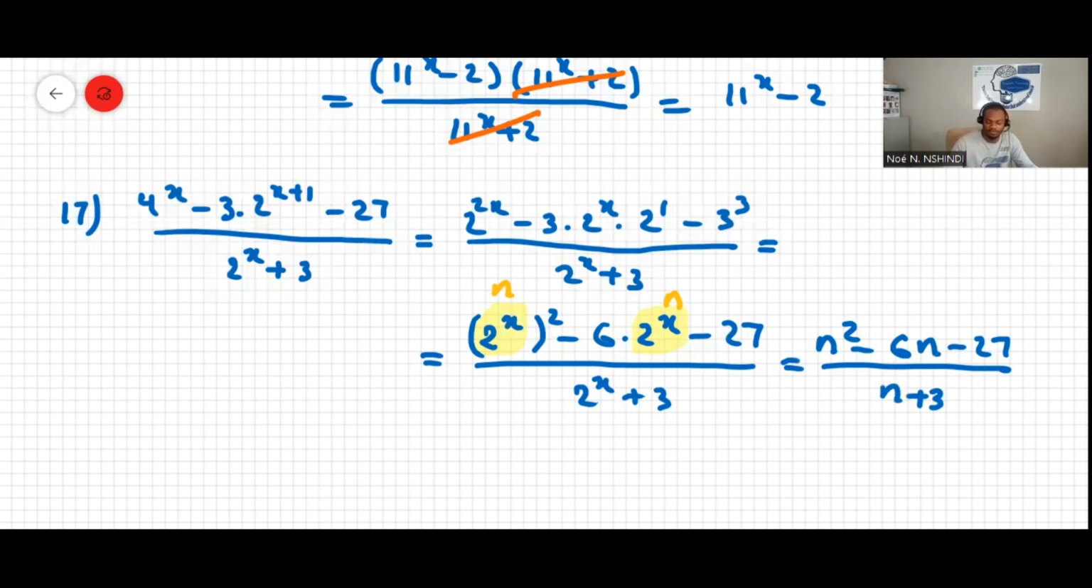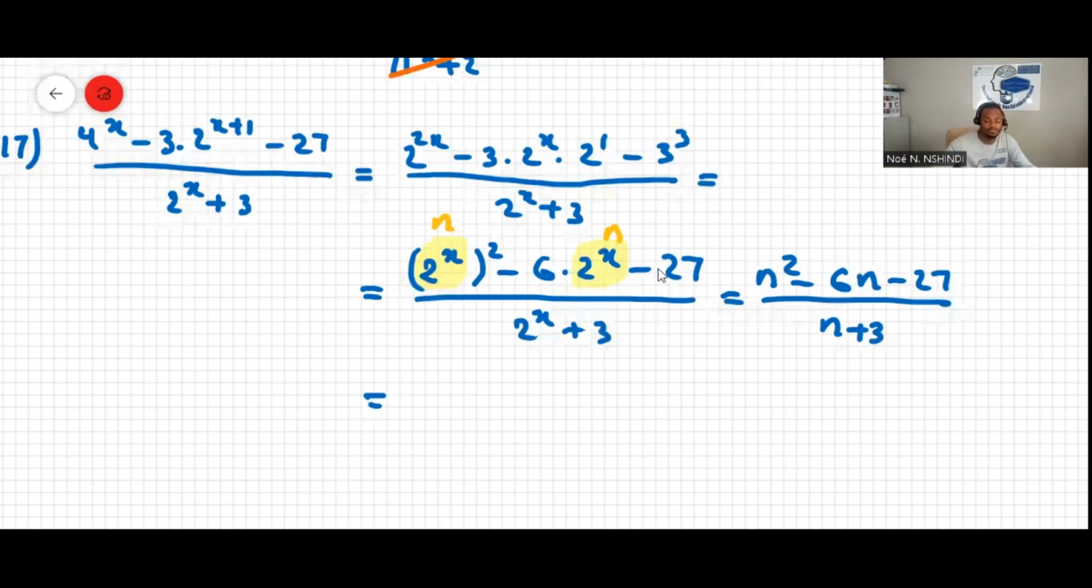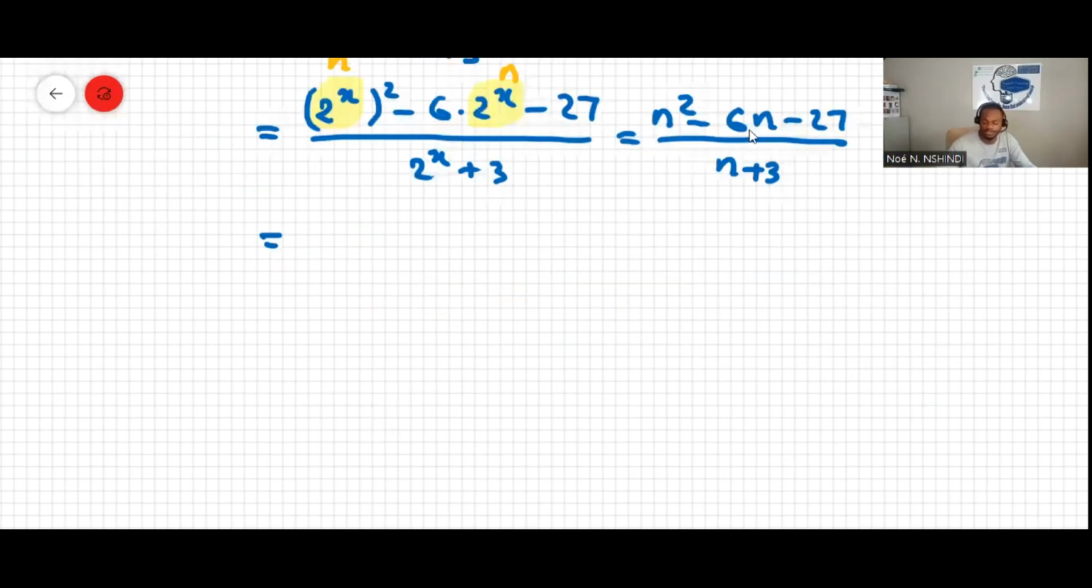Then, since we transformed it into a quadratic trinomial, we can factorize. There, it's going to be open bracket n, close bracket, open bracket n, close bracket, all over n plus 3. So what I can do, I'll write the last term, negative 27, here.